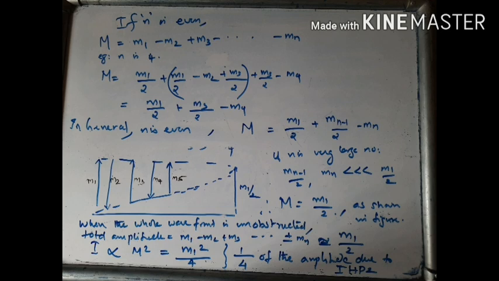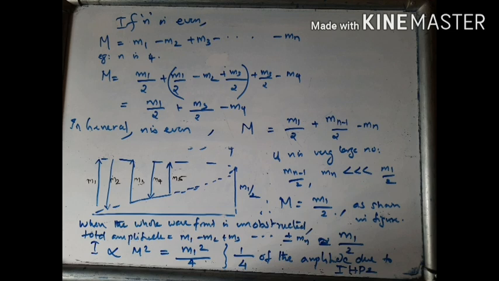And you know that m2 is equal to m1 plus m3 divided by 2. Therefore, m1 by 2 minus m2 plus m3 by 2 cancels. Therefore, the total amplitude due to 4 half period zones is equal to m1 by 2 plus m3 by 2 minus m4. So in general, if n is an even number, the total amplitude at the screen is m equal to m1 by 2 plus mn minus 1 by 2 minus mn.